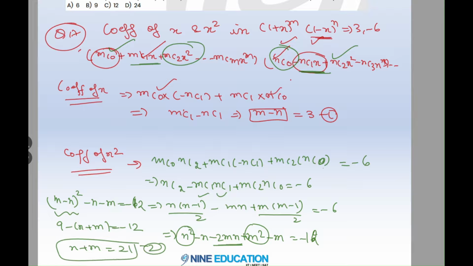Equation number 2. Now equation 1 and equation 2 are there. We can just solve them to find out the value of m. m plus n is 21 from equation 2. Add them. So we are getting 2m equals to 24. Hence m equals to 12. Option C.